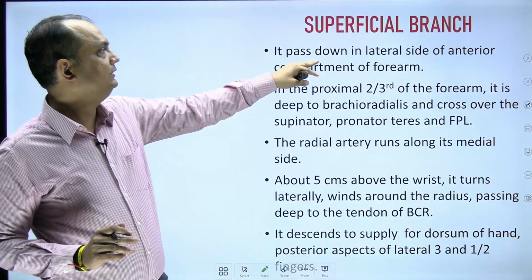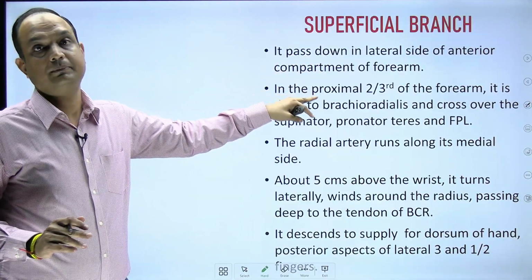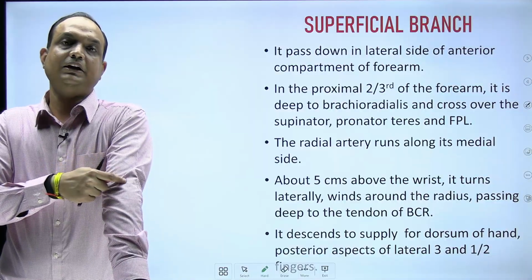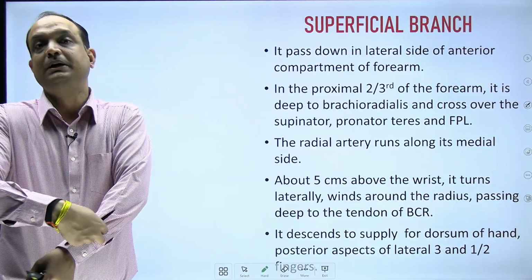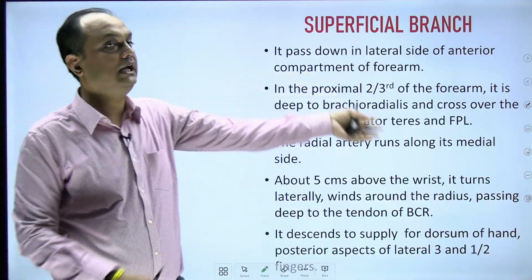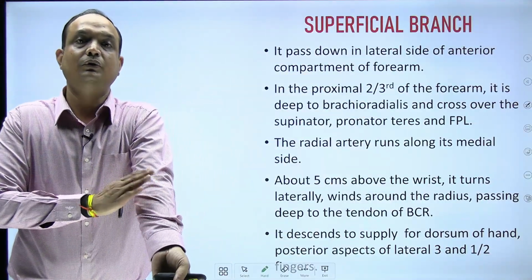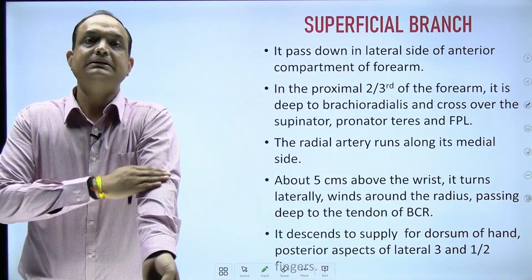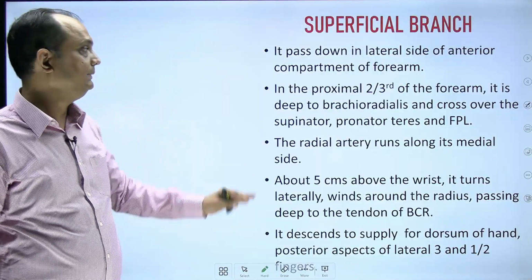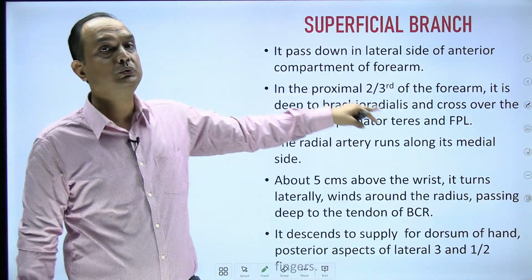What is the brief about the superficial branch? It passes down on the lateral side of the anterior compartment of the forearm. When you have seen the termination into the superficial and the deep branch of the radial nerve, this superficial branch is running in the anterior compartment of your forearm. While running there, it runs on the lateral side of the anterior compartment, in the proximal 2/3 of the forearm.